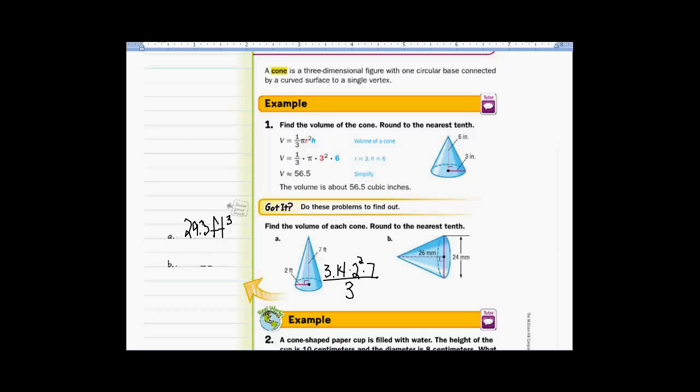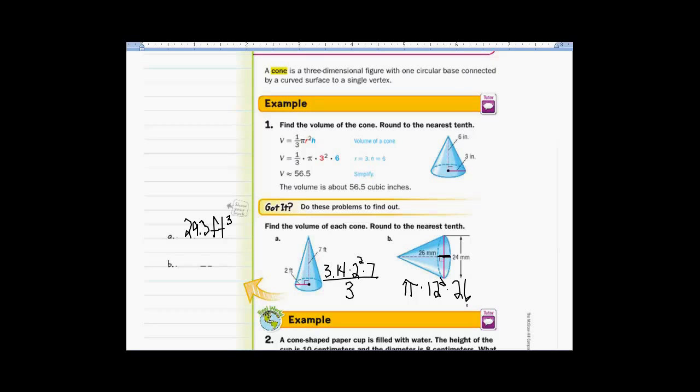This one, the diameter is 24. Our formula doesn't use the diameter, it uses the radius. So we take half of it. So we want pi times 12 squared times the height. Now the height could be a little confusing. The height is not 24. You'd have to set it on its base, which is a circle. So the height is actually 26.